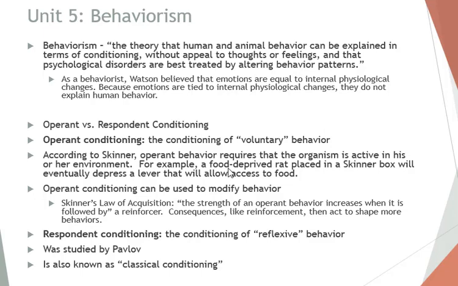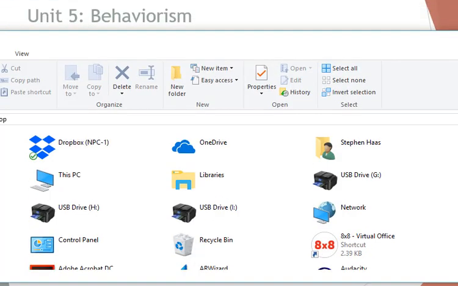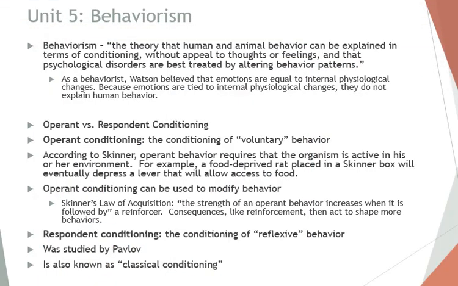And what he said in terms of operant conditioning is that operant behavior requires the organism to be active in his or her environment. This idea of operant conditioning is more analogous to the reward and punishment aspect of conditioning. If a behavior is rewarded, then the behavior is more likely to continue because the organism, whether it be a person, learns that this is a behavior that will help. Whereas if a behavior is punished, then it will be discouraged for future reference.